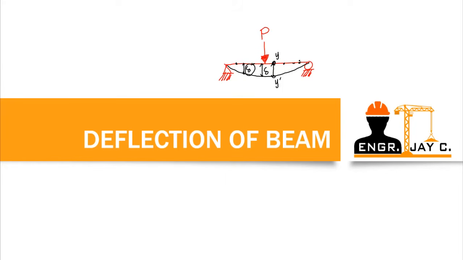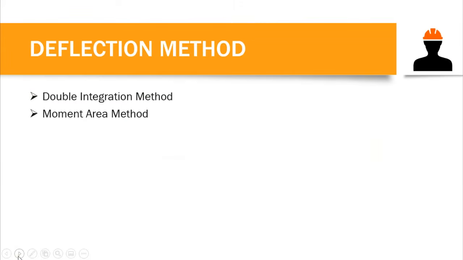We have different approaches that we usually adopt in computing for the deflection. The two most common methods are the double integration method and the moment area method. We have still other methods, such as virtual work, Castigliano's theorem, and so on. But in this video, we will only learn the double integration method and the moment area method.